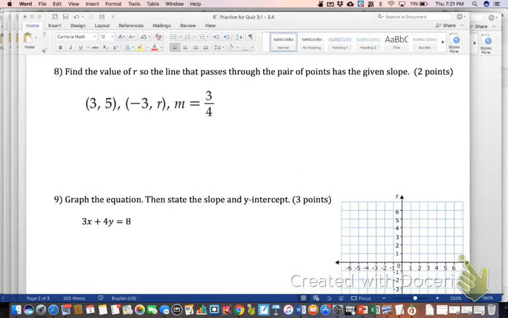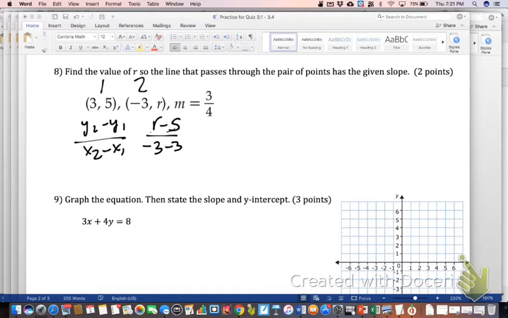For number 8, it says find the value of r so that the line passes through the pair of points and has a given slope. So first of all, I'm going to set up my y2 minus y1 over x2 minus x1. As usual, I choose coordinate 1 and coordinate 2. Oh no, I'm sorry, I just subtracted a y minus an x. R minus 5 for my numerator, and then negative 3 minus 3 for my denominator.